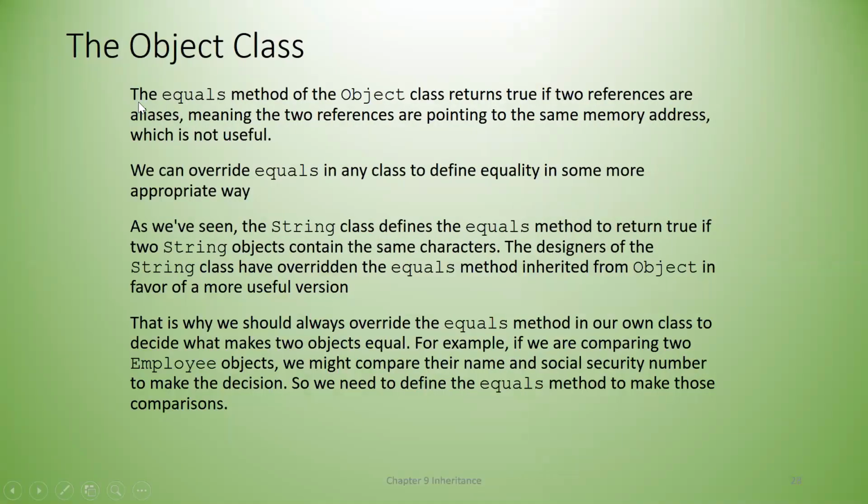Okay. And then the equals method of the object class returns true if two references are aliases, meaning the two references are pointing to the same address, which is not useful. The equals method is also in the object class, and it's also already defined. How is it defined? It returns true if two references are aliases. That means they are referencing the same address. Then it's true, which is not meaningful, right?